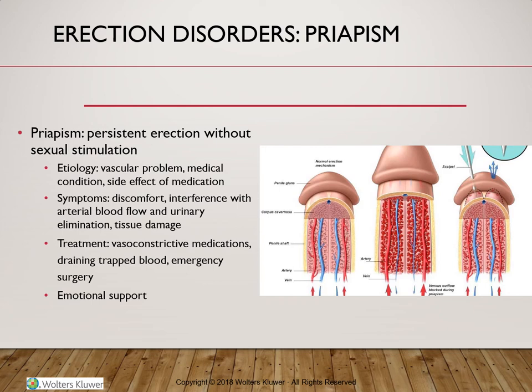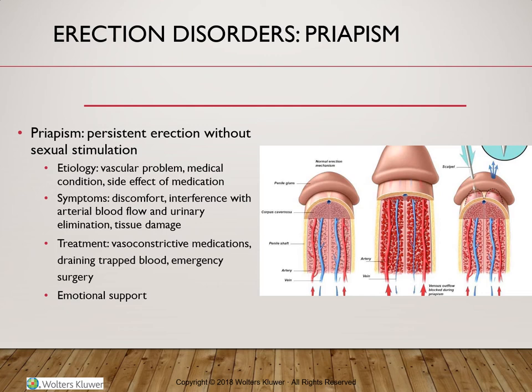Because it's engorged, the penis will produce quite a bit of discomfort and will interfere with the arterial blood flow, and in some cases even with urinary elimination. Whenever this type of erection lasts longer than 6 hours, there may be a risk for tissue damage that may later result in impotence.